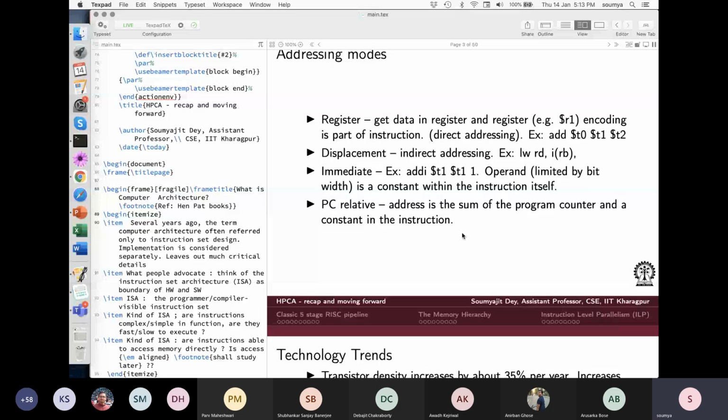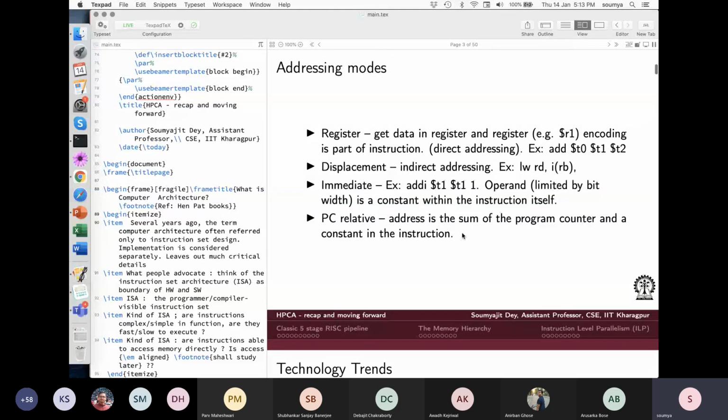So these are typically the addressing modes that are supported in computer architecture. One is called register addressing mode. Register addressing mode means you get the data in a register. Let's say you have an add instruction, adding the content of register T0 and T1 and storing the result in T2.